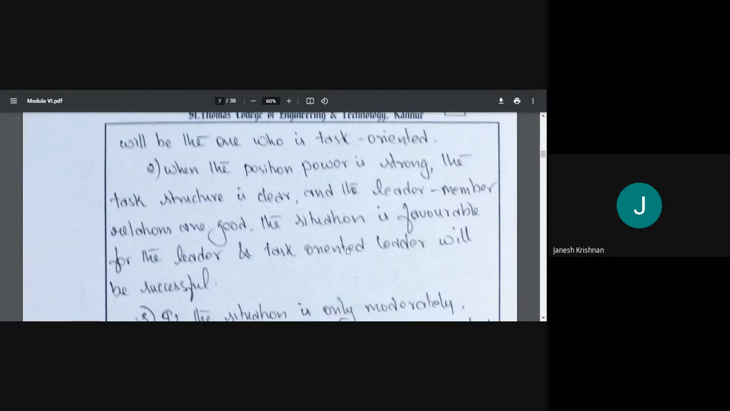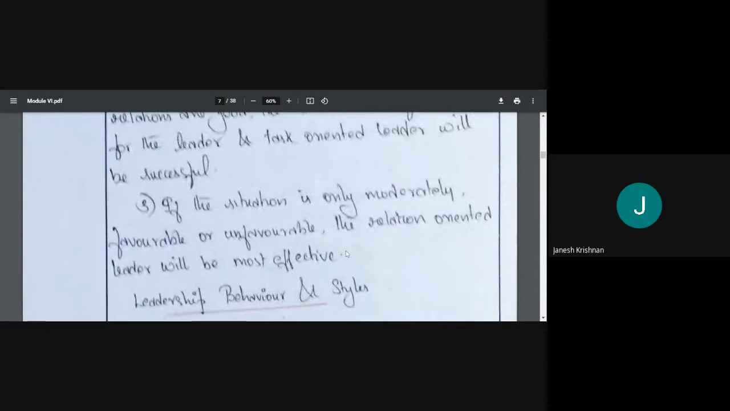Right? The third situation is where the situation is moderately favorable or unfavorable. That is, it's not bad, but it's not good either. You have some power, you have some clarity in your task structure, and there is some relationship between your members. In that case, what is the best leadership style? The relation-oriented leadership style will be more effective.